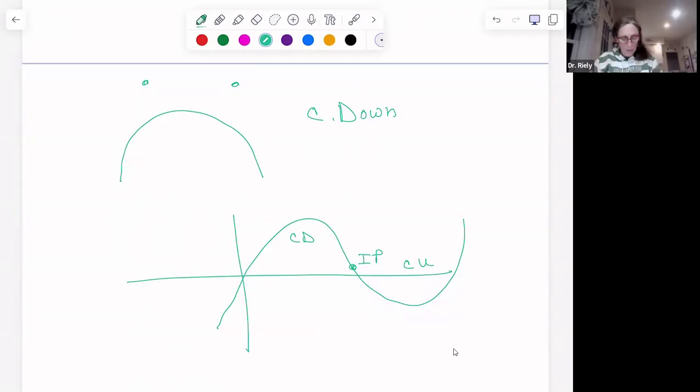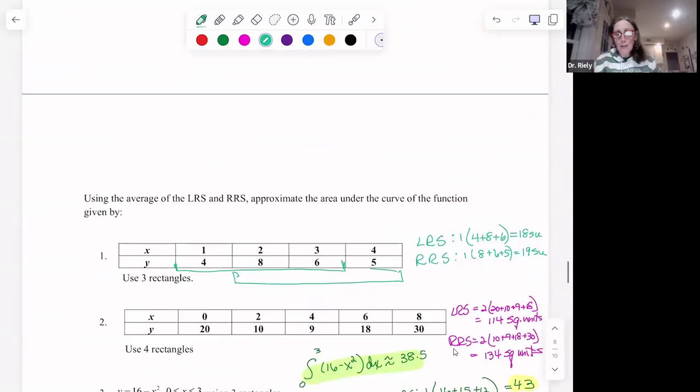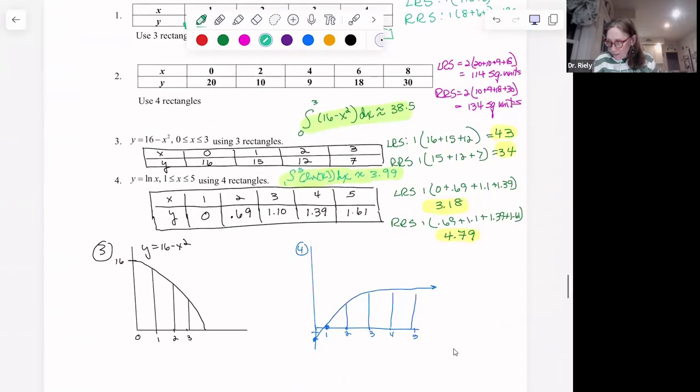So, any questions about this? They'll tell you how many boxes you're going to use. They'll probably tell you to compare left Riemann sums with right Riemann sums. They might say to identify which one is lower, given the answers that you're getting. So for example, this one is the lower, this one is the upper.